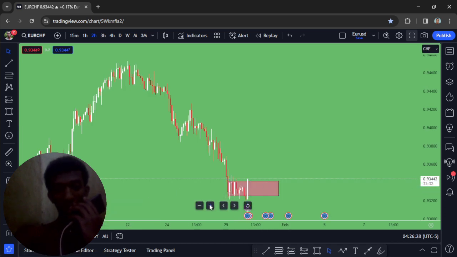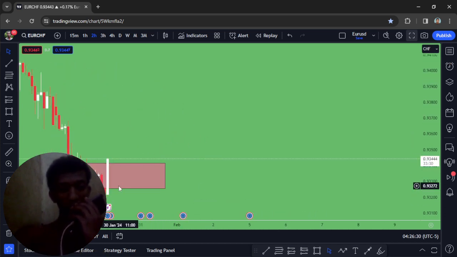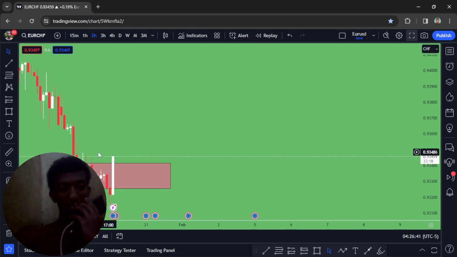As you can see, I have been waiting here also, the third model in play right there. It broke the downside, now it broke the upside. So the only way it could go now is up, right? It is going up right there now.